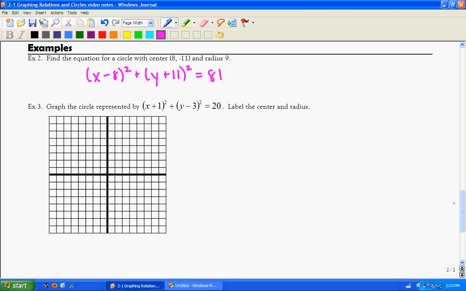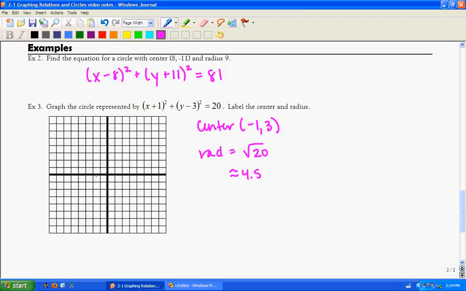So for the last example, to graph a circle represented by the equation given, label the center and the radius. So we know our center, which is going to be (-1, 3). And then our radius is going to be the square root of 20. So hopefully with your estimation skills, 20 is between 16 and 25, so our radius should be between 4 and 5. So we'll say it's approximately 4.5, just to make our lives a little easier.